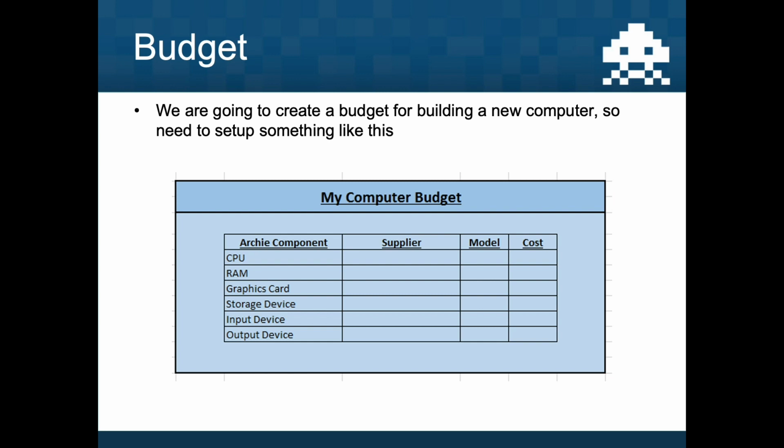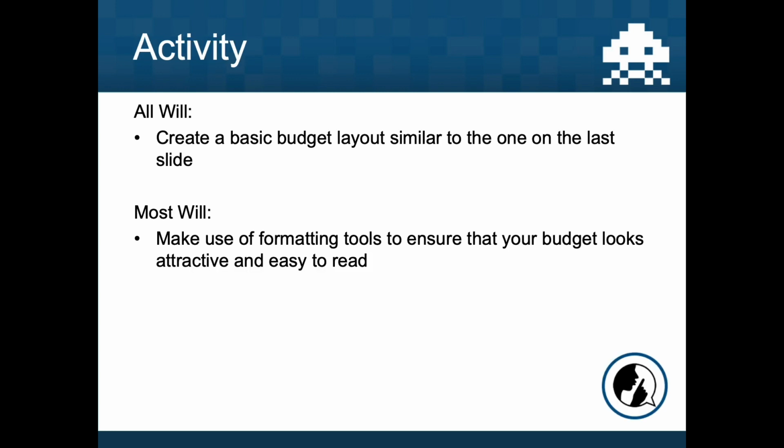You're going to need columns for the supplier, the model, and the cost, but you're not going to fill those in yet. Pause the video at this point and have a go at creating your own budget similar to the one on the previous slide. You need to make sure you use some formatting tools to make it easy to read, for example putting cell borders or different colours for the different columns without it looking like a leprechaun has just spewed up all over the page. Pause the video at this point and have a go at creating your basic budget.